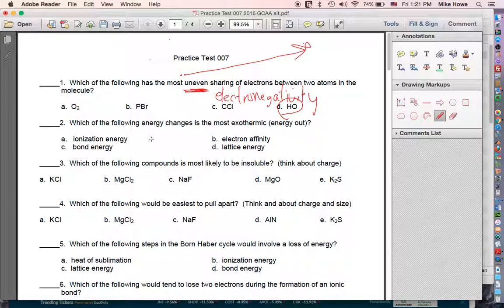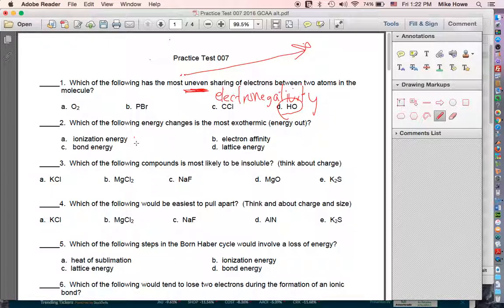Number two, which of the following energy changes is the most exothermic, which means energy out? So this goes back to the Born-Haber cycle that we began this unit with, but there's a little video on the website from MIT if you'd like to watch that again, describing the process of the Born-Haber cycle. It's on the homework section, and it says the video from MIT.